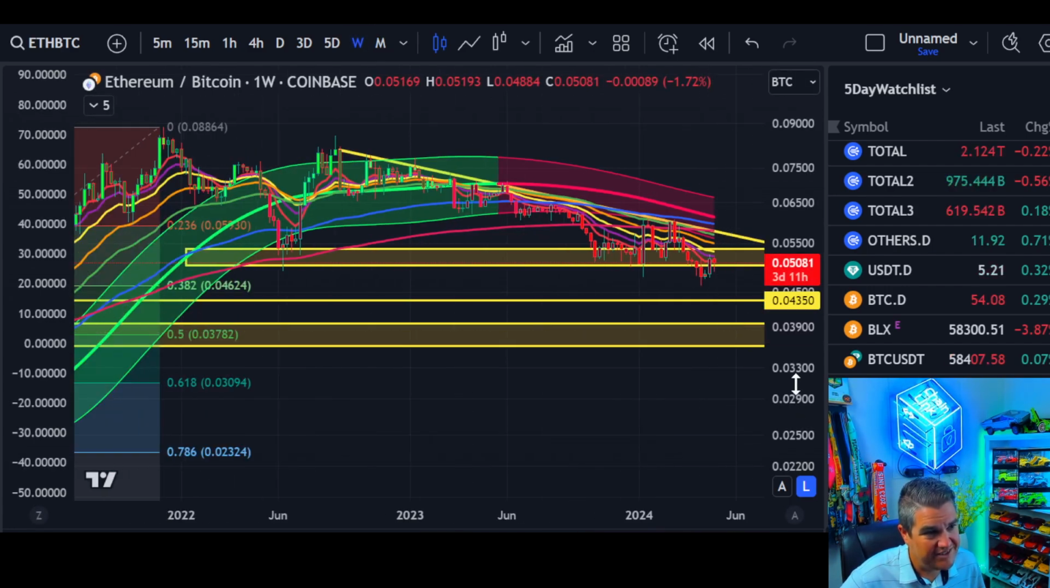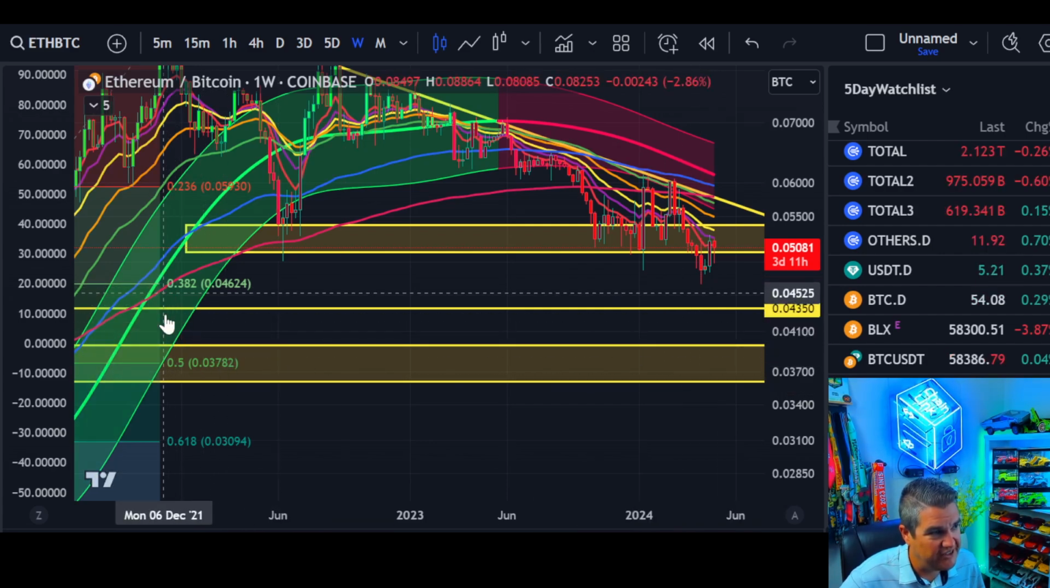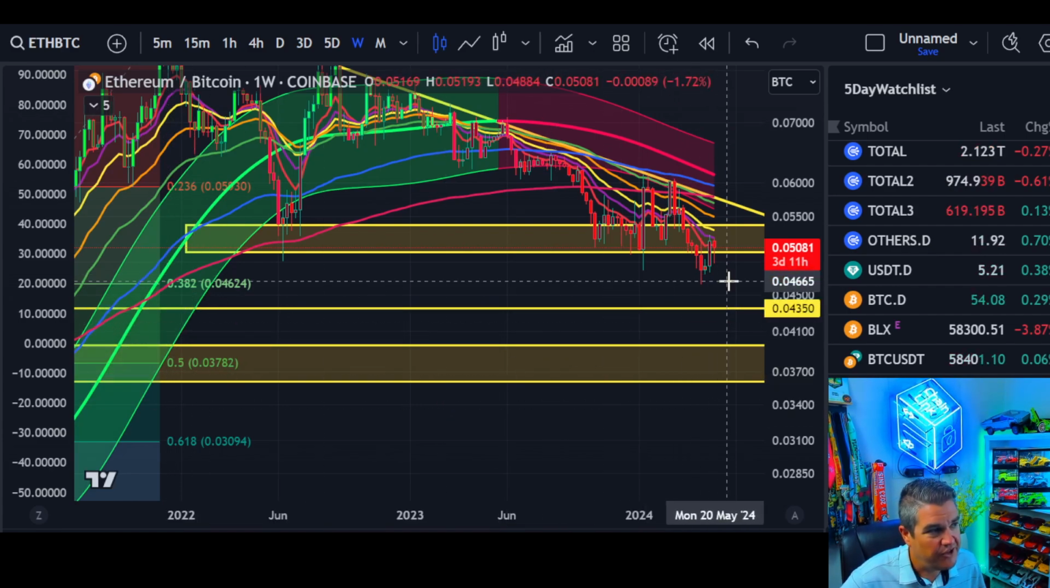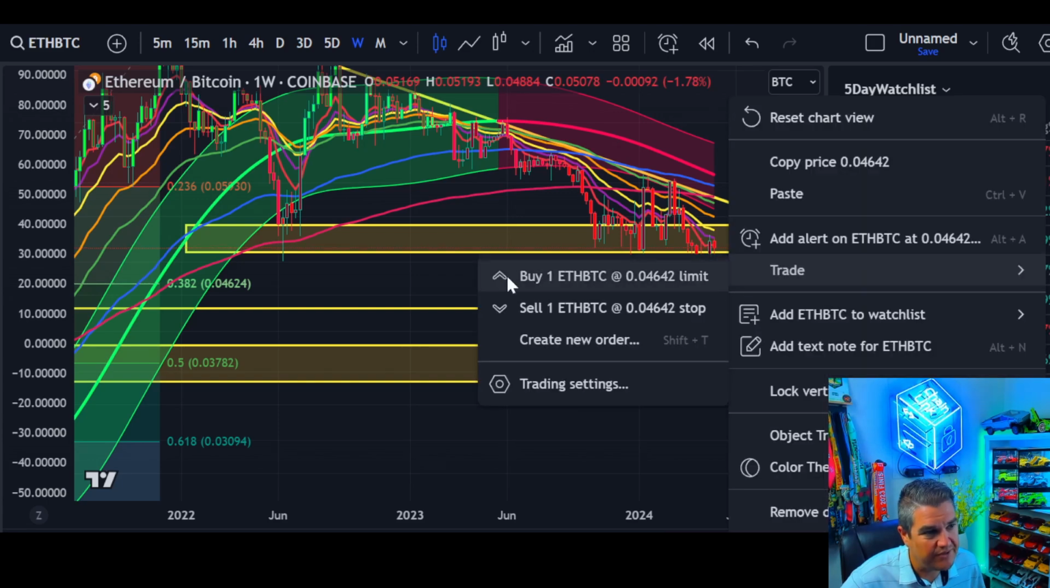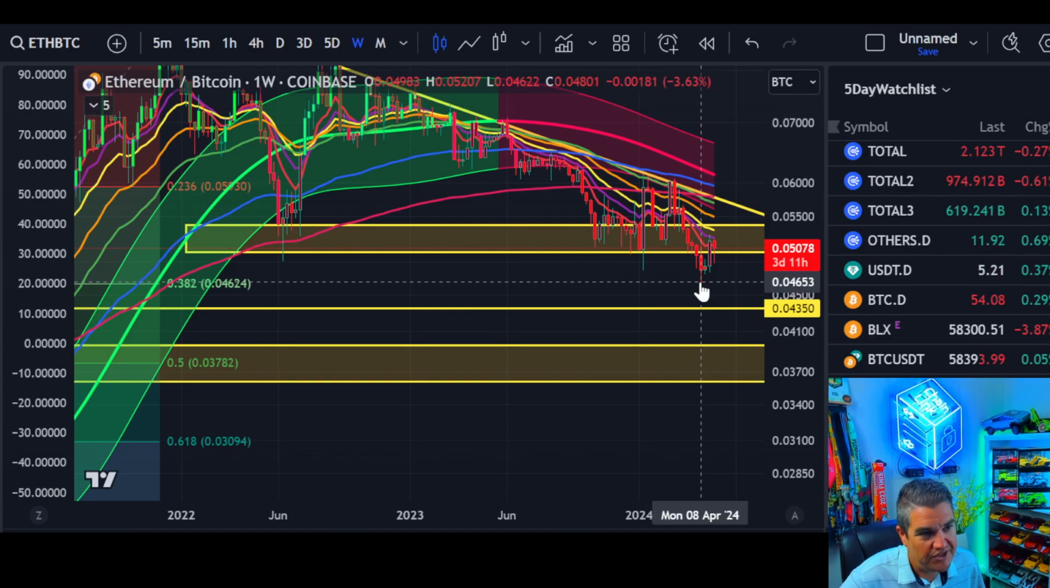Weekly perspective, still downtrend. These two zones still look good. The 382 is at 4,600. Note these fib levels. You want to make a note there. You can also right-click alerts. And also just noticing this 382 level, look at where we just wicked to. Could that potentially be the low?